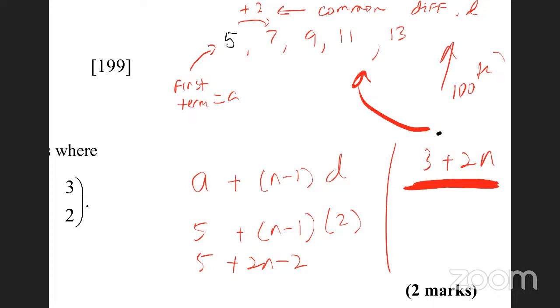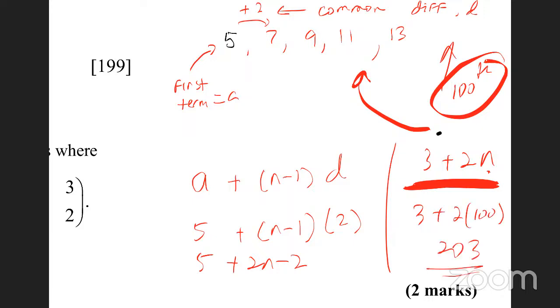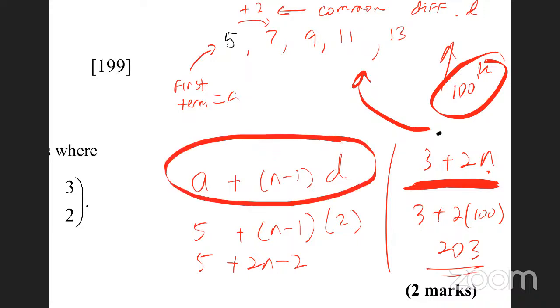If I want to find the 100th term, n is 100. So it's 3 plus 2 times 100, which is 203. And that's it. So write this down. Write down what is A and write down what is D. A is the first term, D is the common difference.